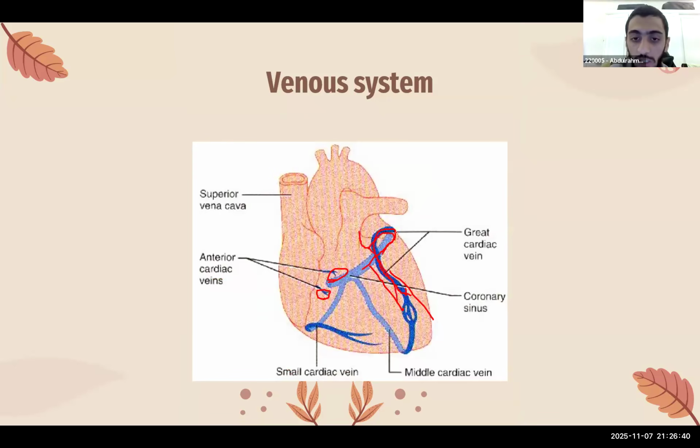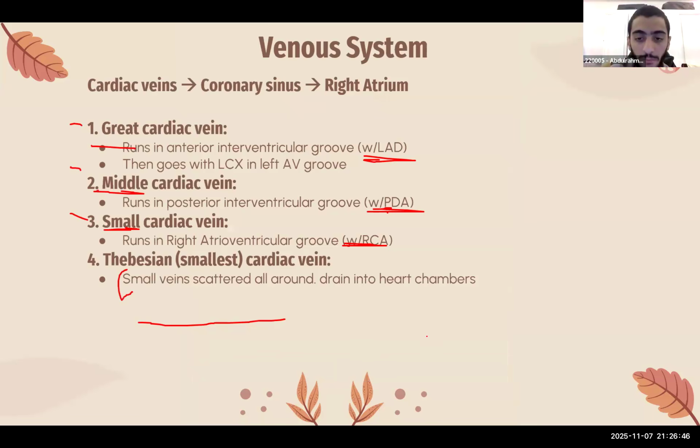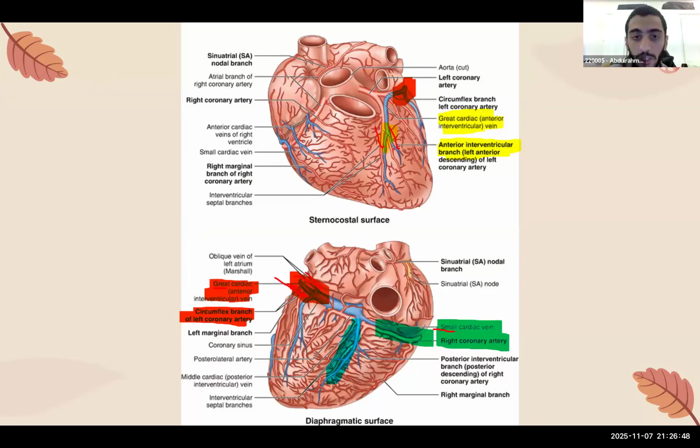So you see the great cardiac vein covers both the left circumflex and LAD. And then you have the small cardiac vein with the right coronary artery, right here. This is the right coronary artery. You have a small cardiac vein supplied right here. You have the middle cardiac vein, which is the posterior part. It's running with the posterior interventricular septum. And then you have the coronary sinus, which is the opening right around here.